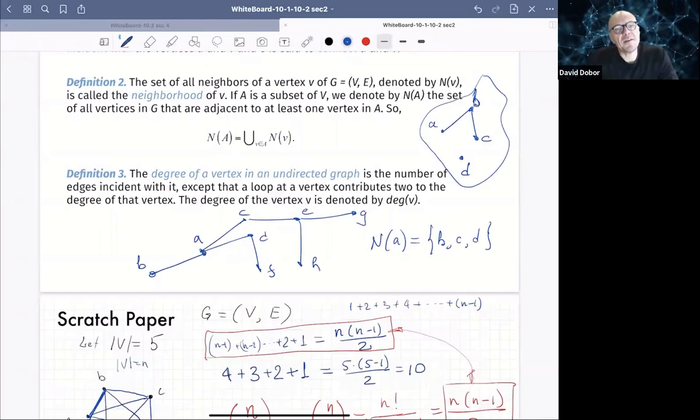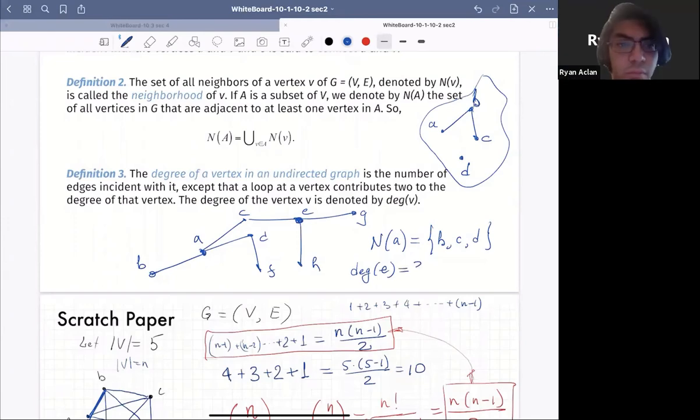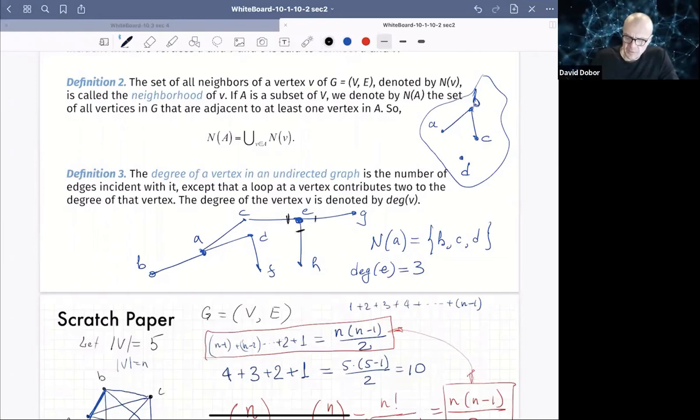The number of vertices in the neighborhood of A, that is the cardinality of that set, the number of elements in that set, is called the degree of a vertex. So what's the degree of E in this graph? It's 3, because it's adjacent to 3 vertices. The number of vertices it's adjacent to is the number of edges incident to it, the edges emanating from E.